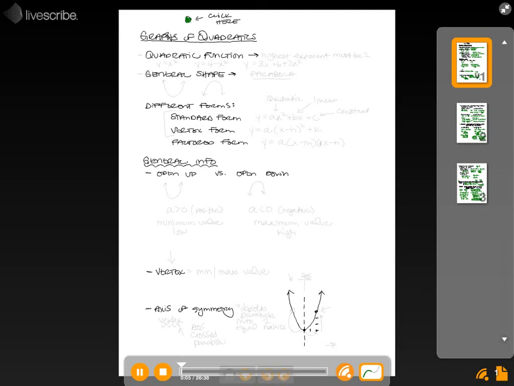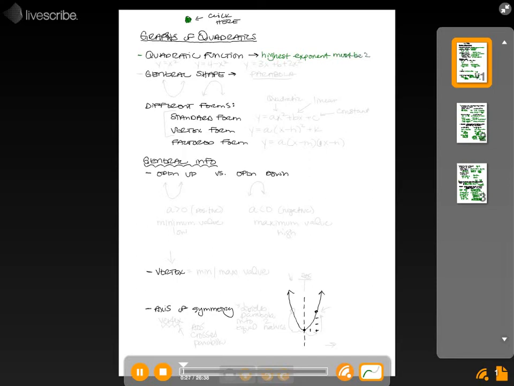Alright, these are our notes for graphs of quadratics, and the first thing we're going to do is review a little bit about what makes a quadratic function. In order to be a quadratic function, what has to happen in the equation is that the highest exponent must be a 2. It must be a square.